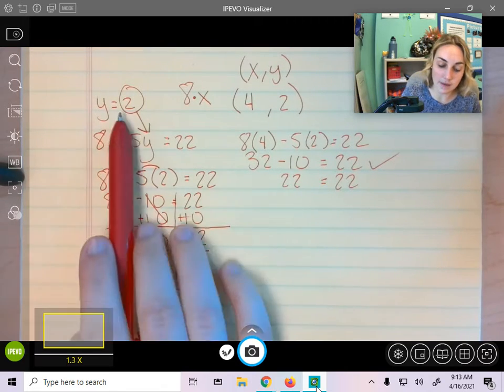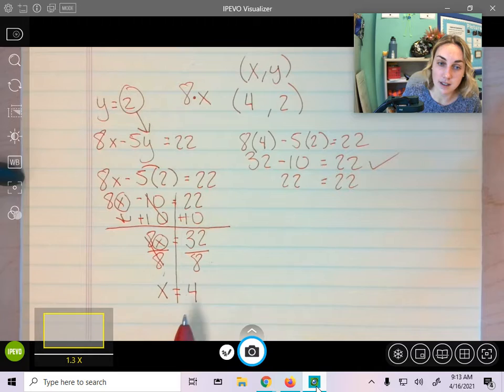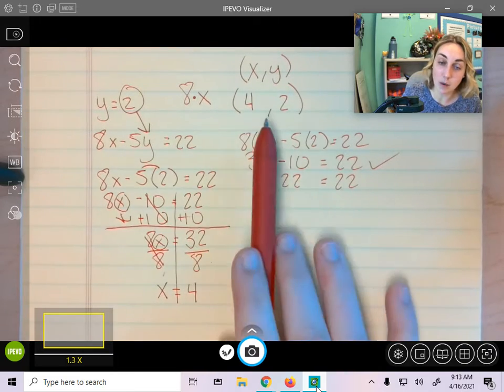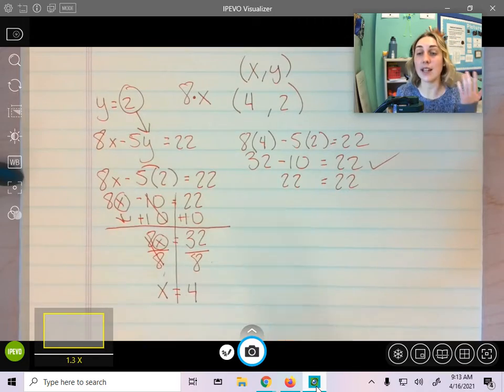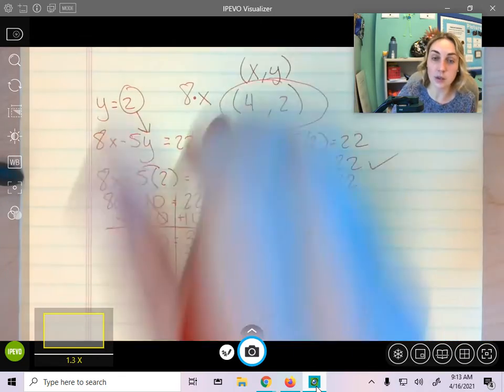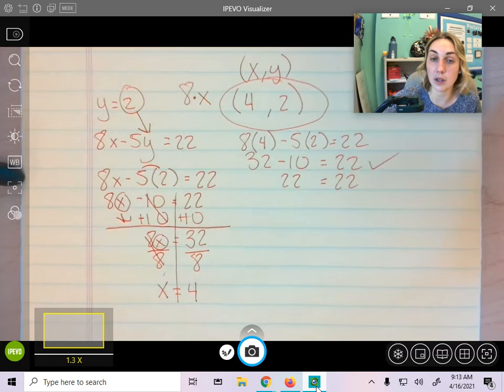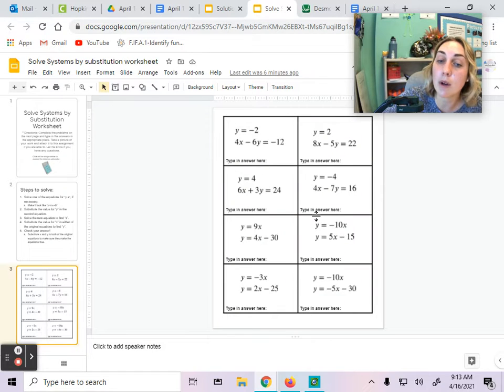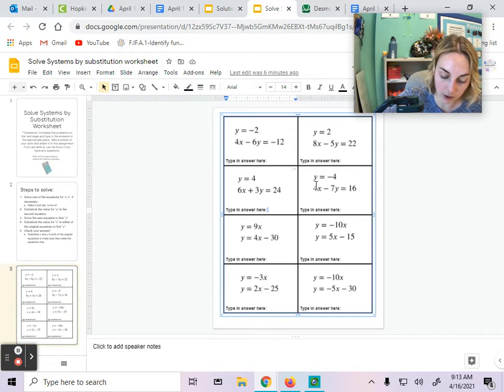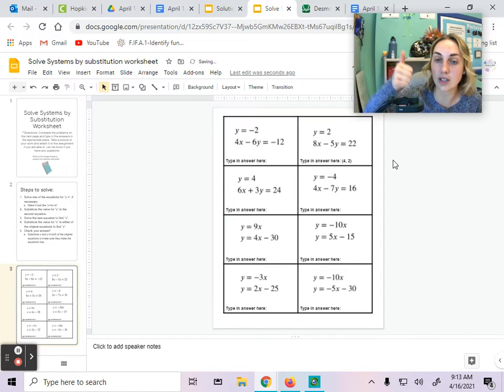So I substituted my y value in, and I solved for x. So then I had my x and my y value. Once I had those, I plugged them into this equation to make sure it works out. And it did. So 4 and 2 is going to be my answer. That's the ordered pair. That is the solution to this system of equations. So what I'm going to do is I'm going to go back to my worksheet right here. And under number 2, my answer is, my x value is 4. My y value is 2. So I plug those in and I'm good to go.